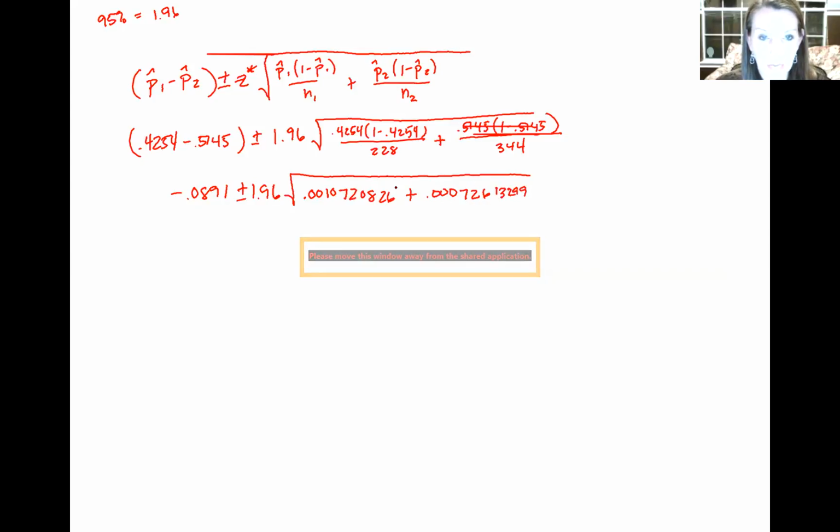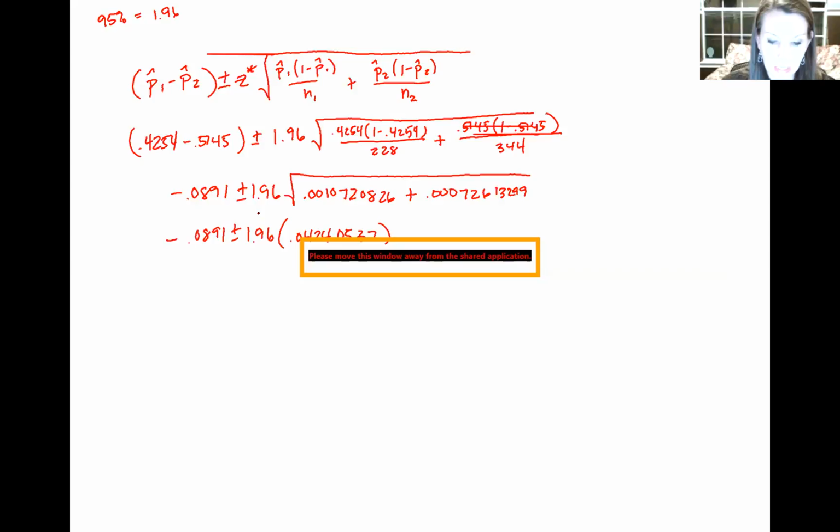All right, so now I'm going to add those together and square root them. When I do that, I end up with 0.04240537. Okay, now I'm going to multiply that by 1.96, and I get 0.0831. So finally I get my margin of error, which is 0.0831.